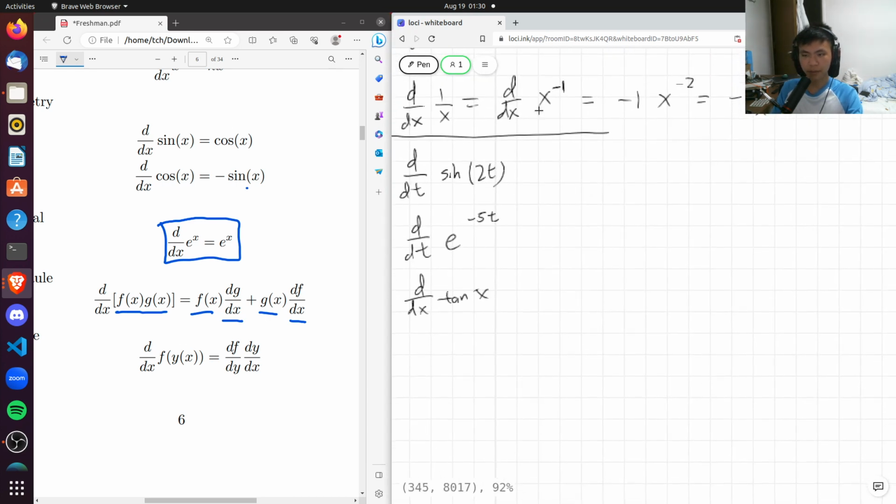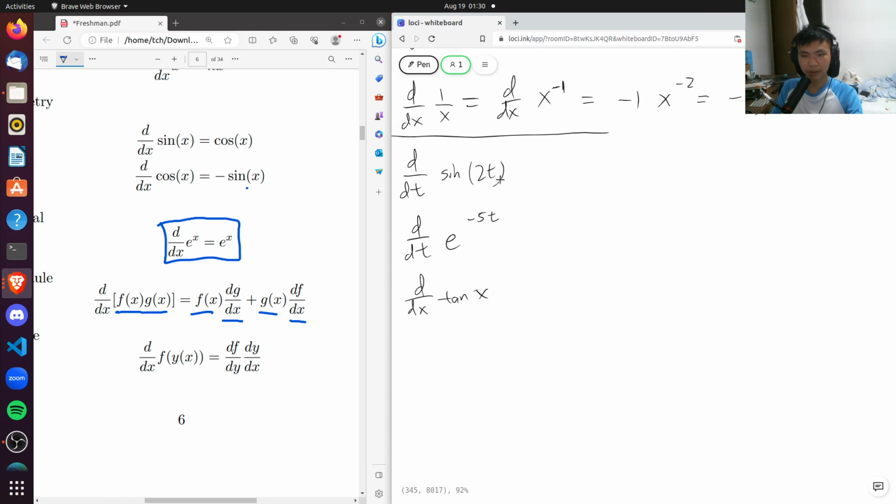So the derivative of sine 2t, right? We see that sine 2t is actually a composite function. The first function, okay, let me just move these down. Right. So the first function, in this case f, is f of y equals sine y. And the second function is y of t equals 2t.